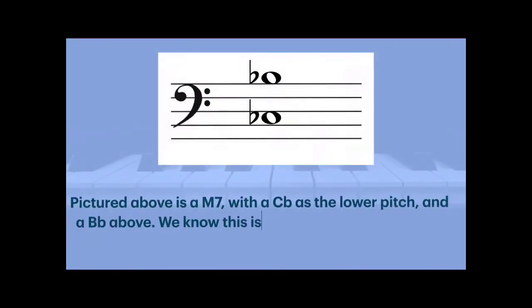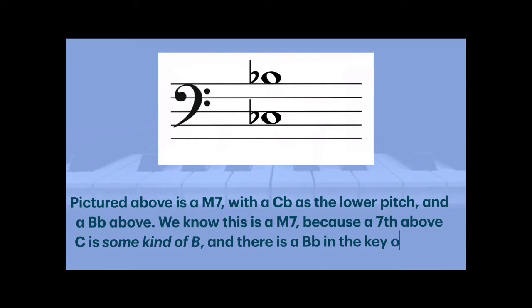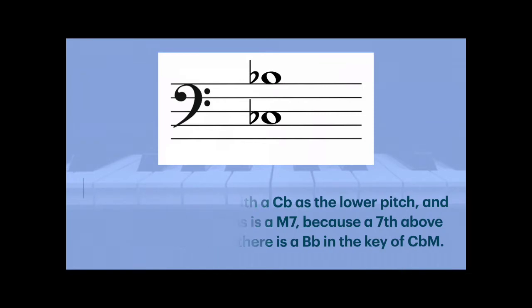Pictured above is a major seventh, with C flat as the lower pitch and a B flat above. We know this is a major seventh because a seventh above C is some kind of B, and there is a B flat in the key of C flat major. Remember, in C flat, everything's flat.